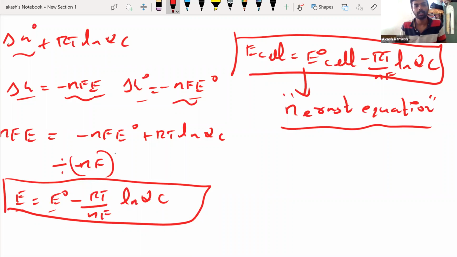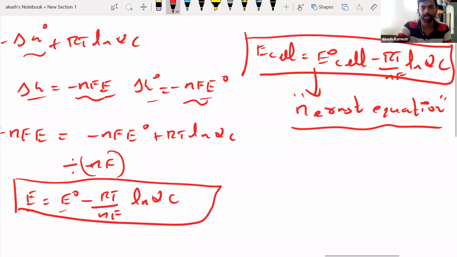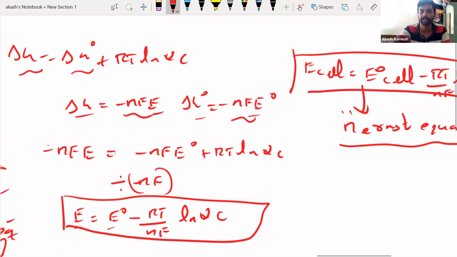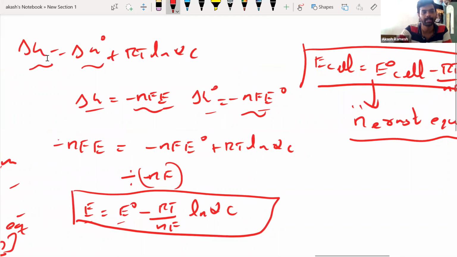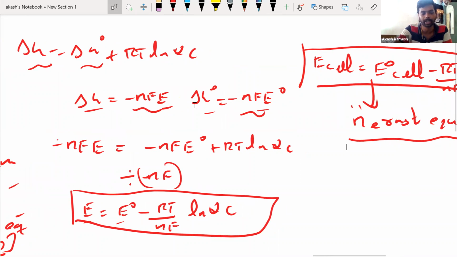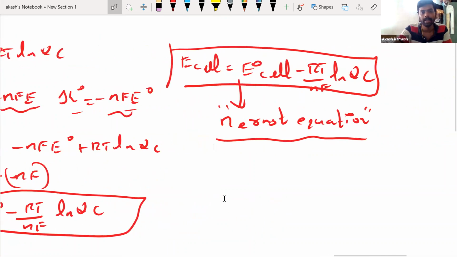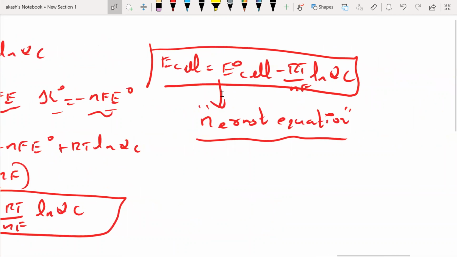Cool. Right? So hope you understood, the derivation is not important, guys. In your book also there will not be any derivation because you don't have to remember the derivation. But it's very easy, right? You just have to plug in delta G and delta G naught in terms of nFE and nFE naught, and then you're going to get this one. Divided by minus nF, and you're going to get this. Okay, and these are the ln values.